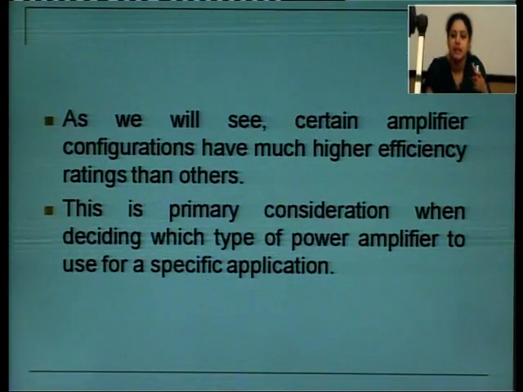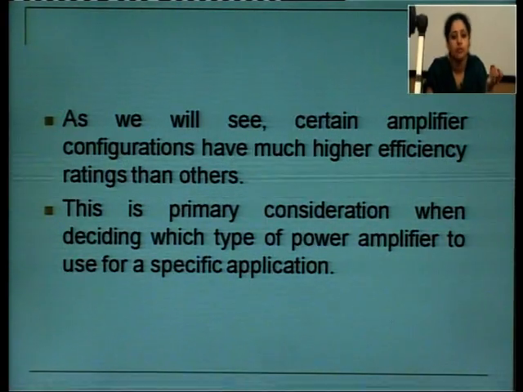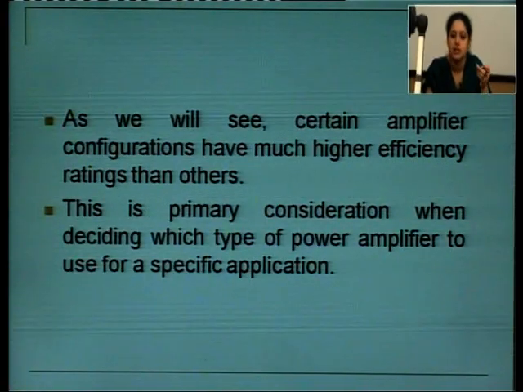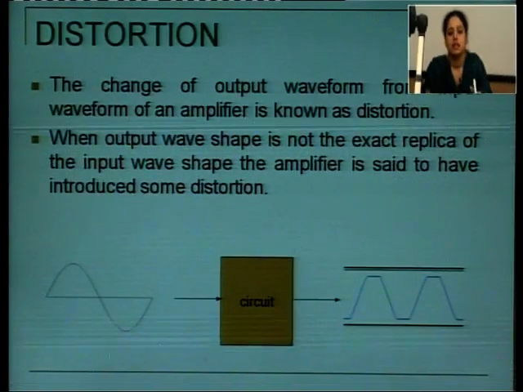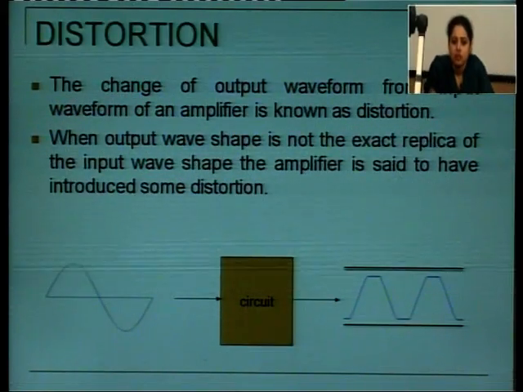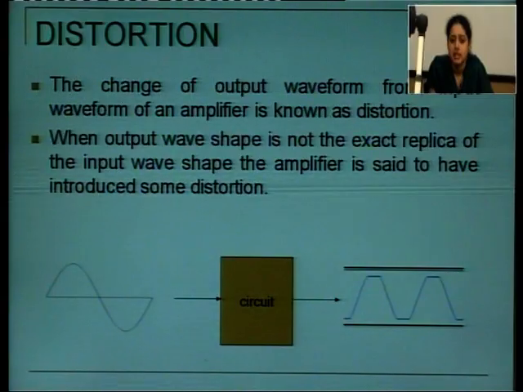We have different types of power amplifiers, and for a particular specific amplification, what kind of power amplifier is used depends upon the considerations we are deciding. The second performance parameter is distortion. Distortion simply means the output is not the exact replica of your input.